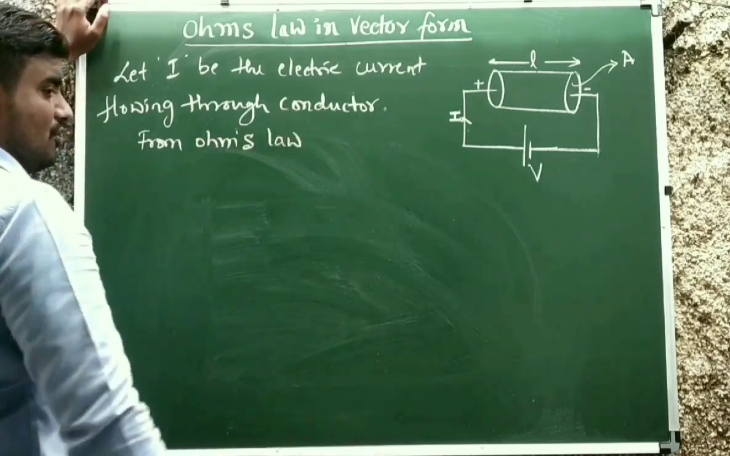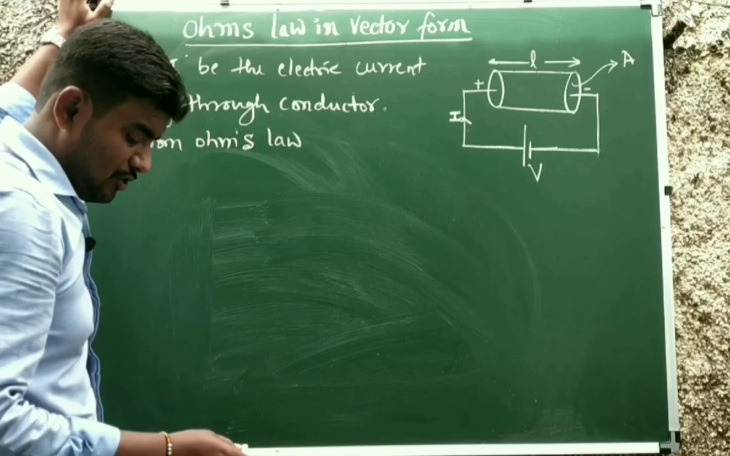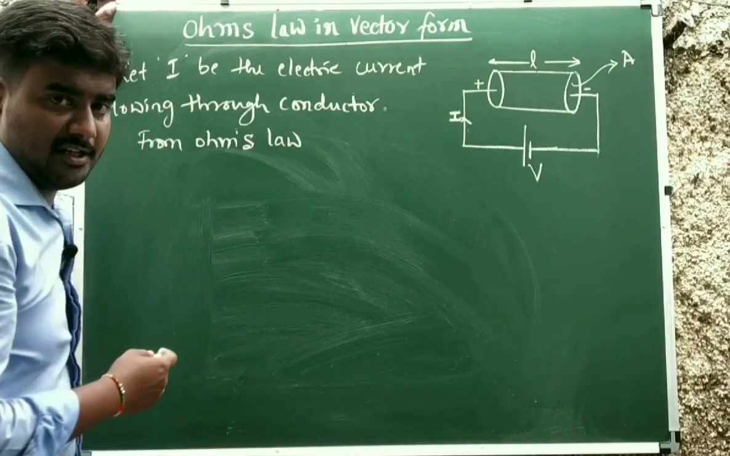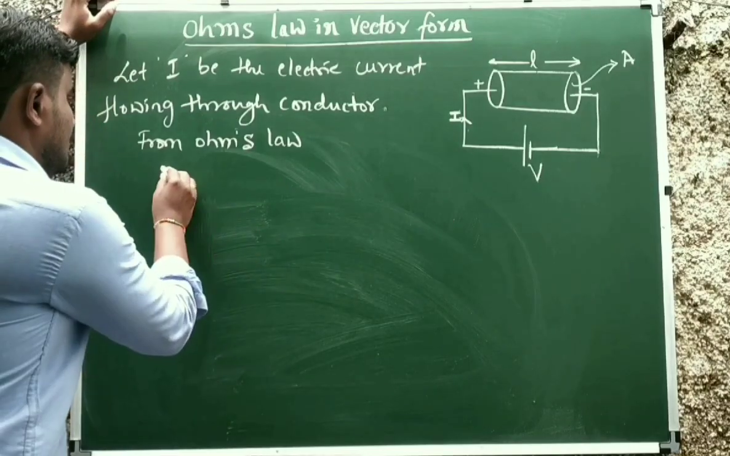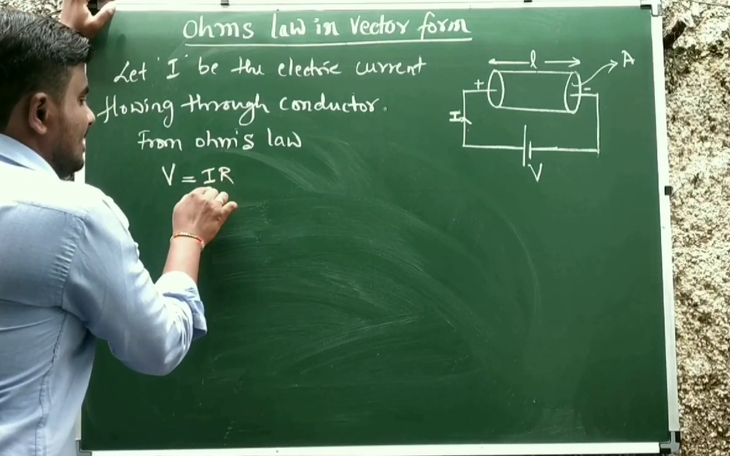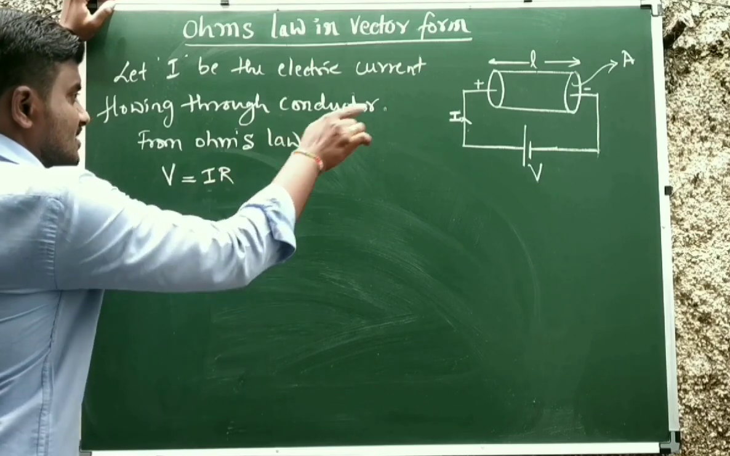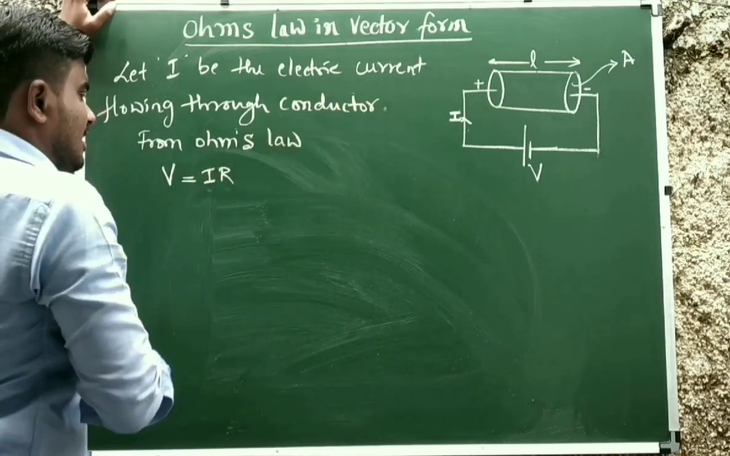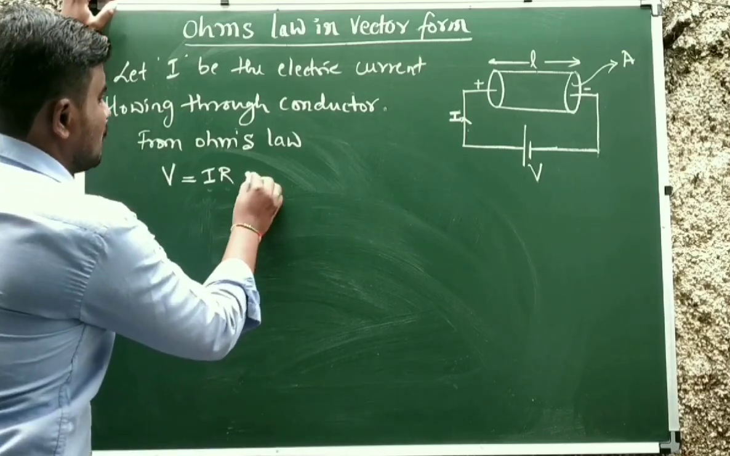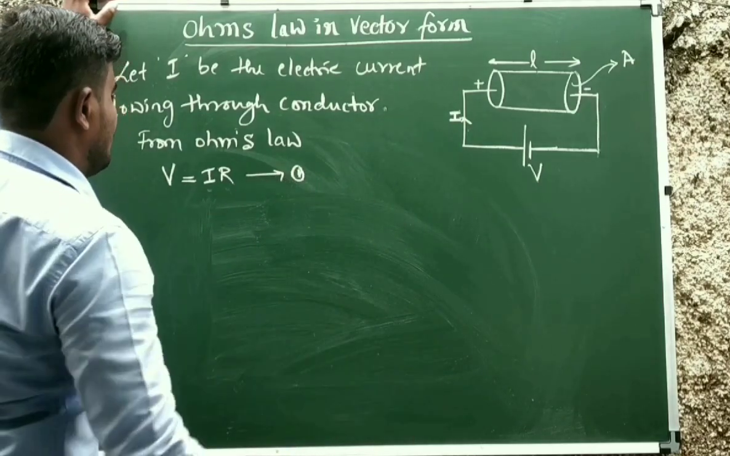as we know, Ohm's law is that the potential difference across the ends of the conductor is directly proportional to the electric current in the circuit, right? Therefore, I can write V is equal to IR, where I is electric current, R is resistance of the conductor, and V is potential difference. Let us call it equation 1.